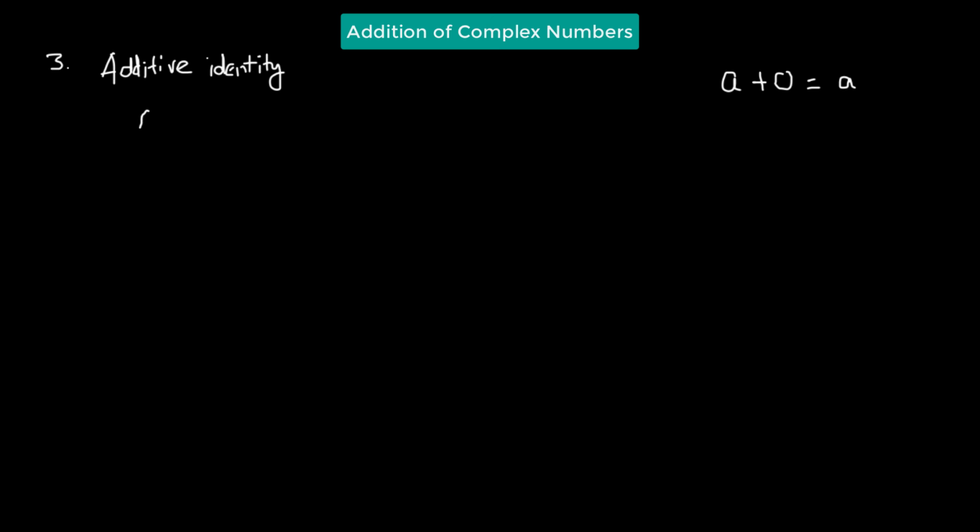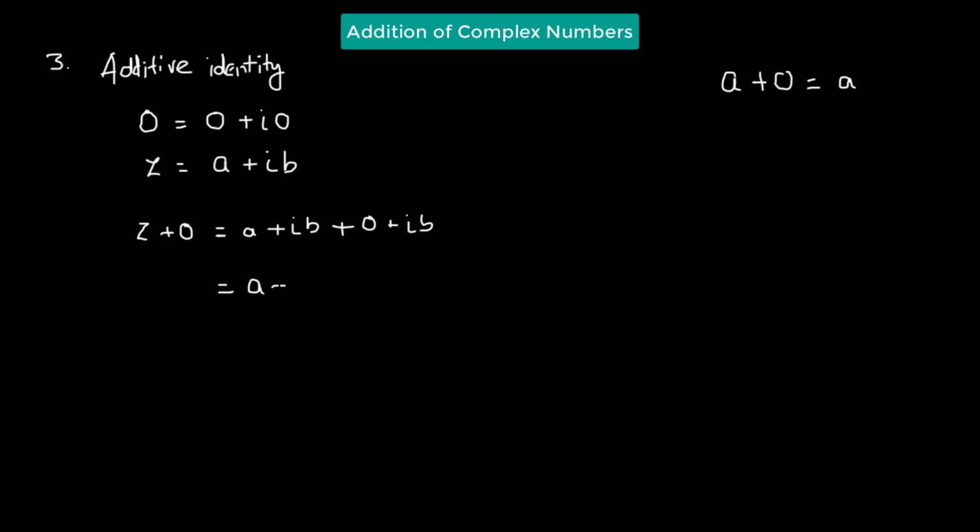Similarly, we have a complex number 0 whose real part is 0 and its imaginary part is 0. And when we add this to the complex number z, a plus ib, then we get z plus 0 is equal to a plus ib added to 0 plus ib. Then we combine the like terms. We have a plus 0 plus I times b plus 0.